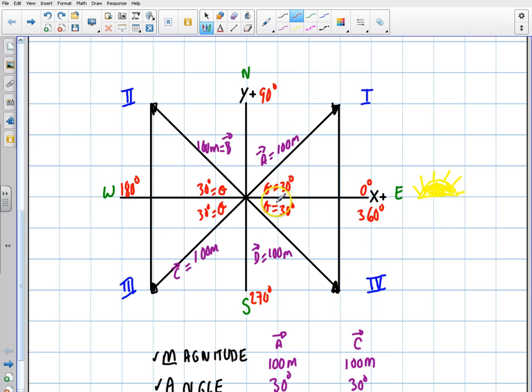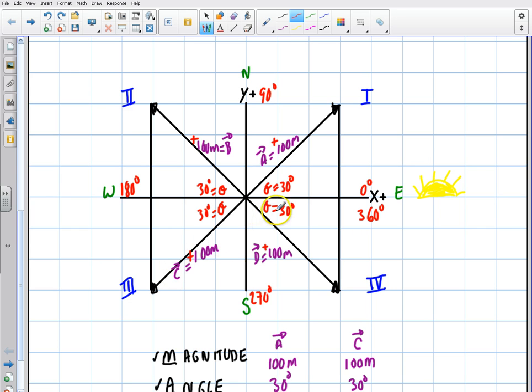So if this is my x-axis here, positive x to the right, when I get this vector, we know that the magnitude of the hypotenuse is always positive. Positive 100 here, positive 100 here. The sign of the magnitude is positive. Positive 100 here, positive 100 here. So the sign of all of the magnitudes is always positive, no matter what.